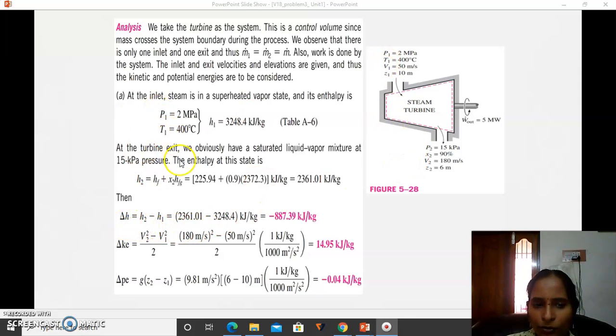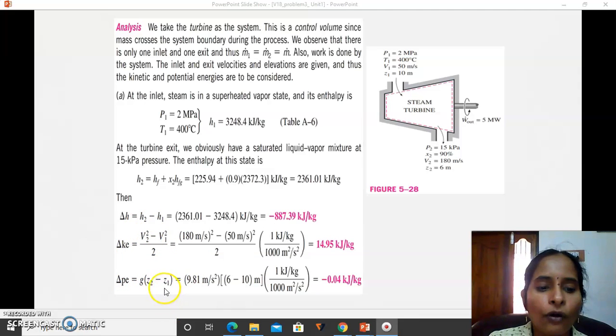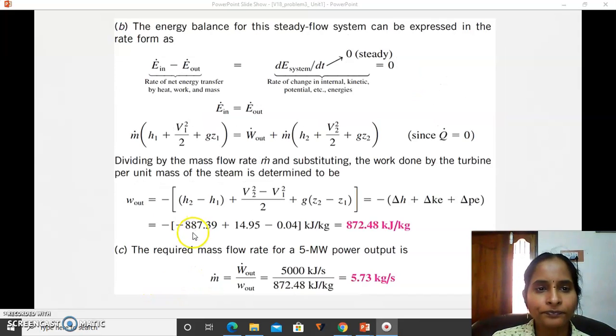They have found it out by using the steam tables, which I will tell you soon, when you have to get that steam table. These portions are coming from the third unit. They have just combined that fundamentals here, and then you can find out H, and velocity has been given, so you can find out the change in kinetic energy, and change in potential energy also can be found out, since the difference in altitude is also given.